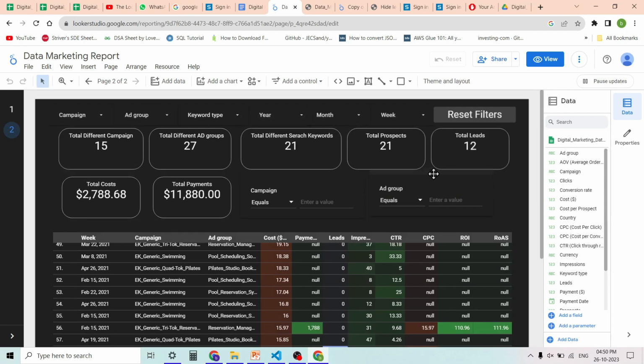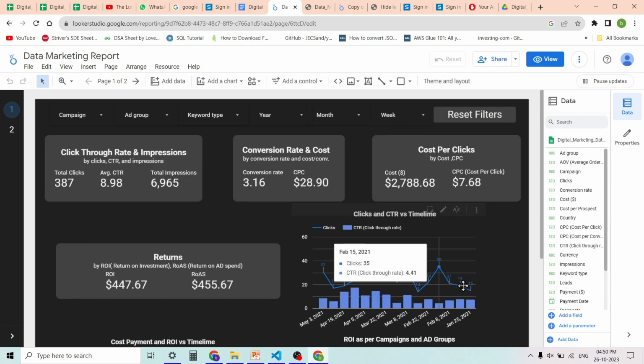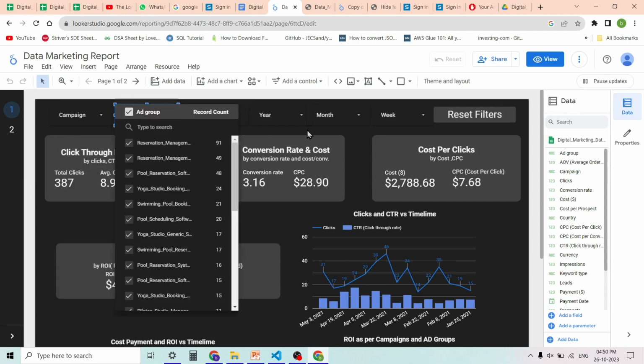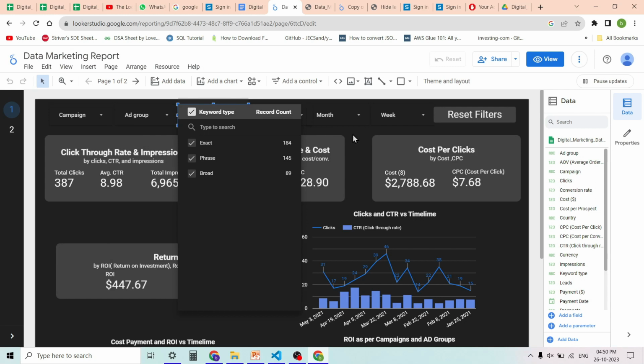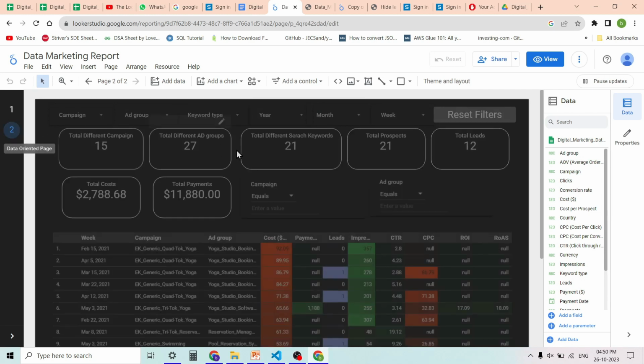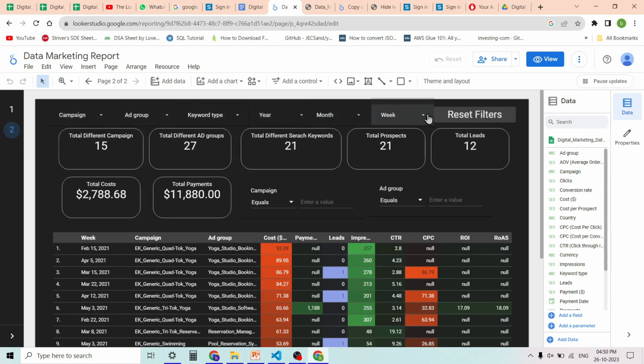Now we have talked about all the flashcards, visualization, data pane, and the heat map in the data. Now these are the filters that we have applied here, that we can select through the different campaigns, ad groups, keyword types that we have, year, month, week. Similarly, in the second page, we have all these filters.